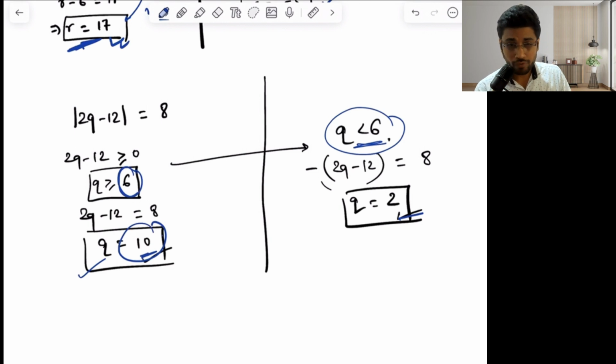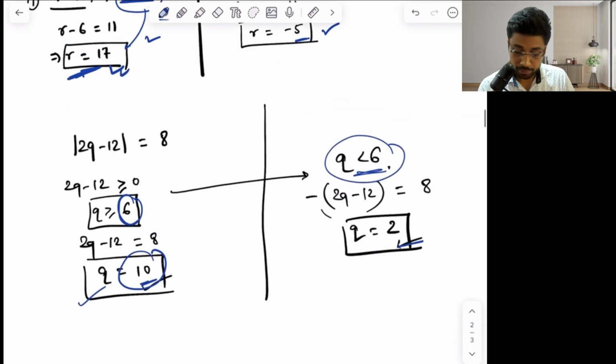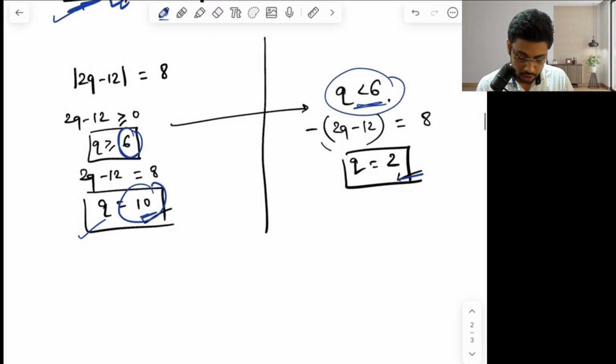Mind you, always check. While solving modulus function, always check whatever solutions you obtain, whether they fit in the condition or not. So it's a mandatory check that you have to make. Now, we have the possible values for r and q. What we have to find is the minimum possible value of q by r and then take the modulus of it. So q by r, what can be the possible values?